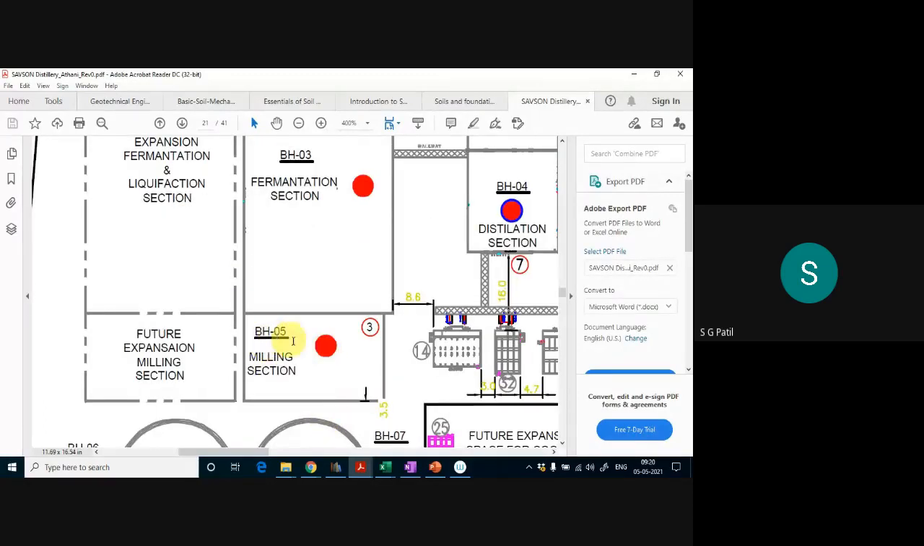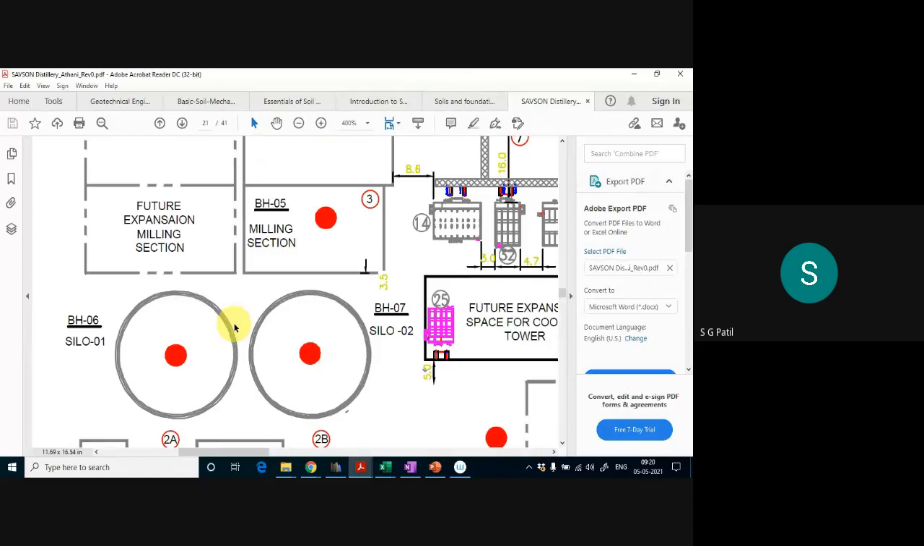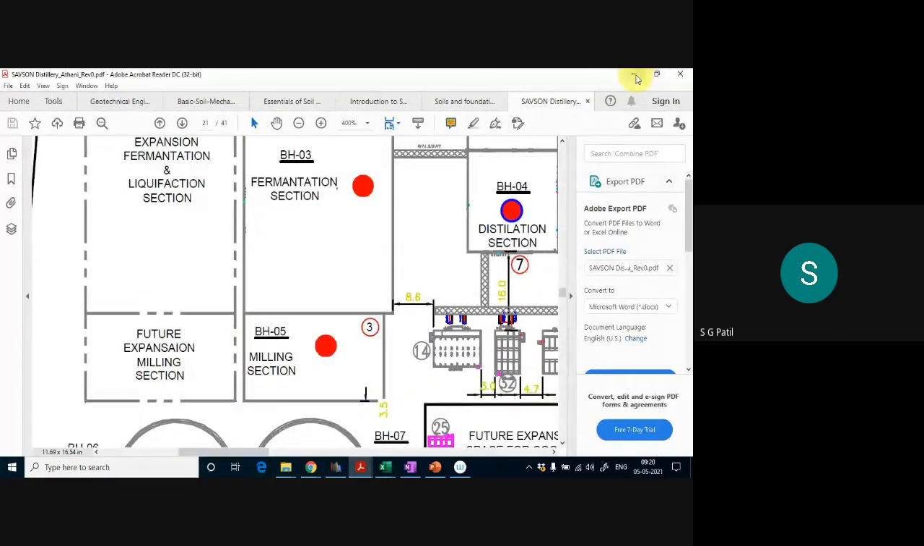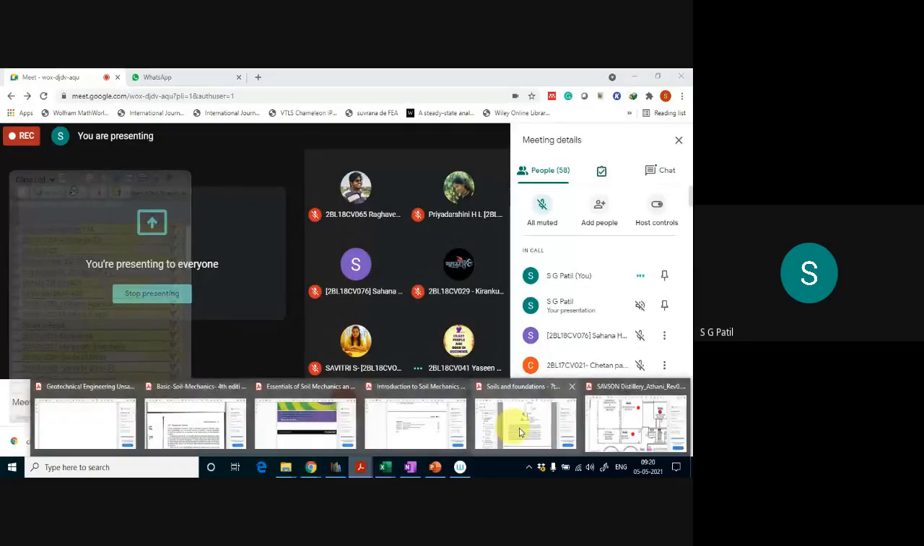You see borehole number 5, it is near the milling section. And here boreholes number 6 and 7, these are the silos. In the silo they will store the maize grains, and then they will convert that into alcohols. So the reports look like this.